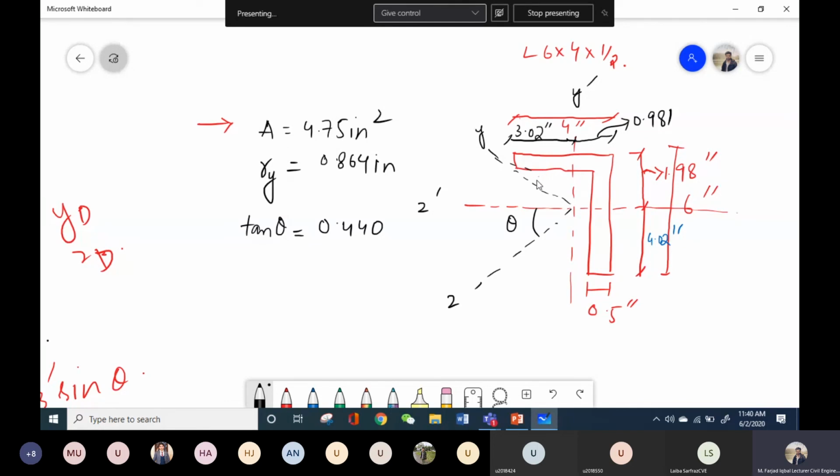Now the first step in this type of problem is to compute the moment of inertia about these principal axes, because we do need them while we are calculating the bending stresses. So first thing first, what is this angle theta? That is tan inverse 0.440. Give me the answer quickly.